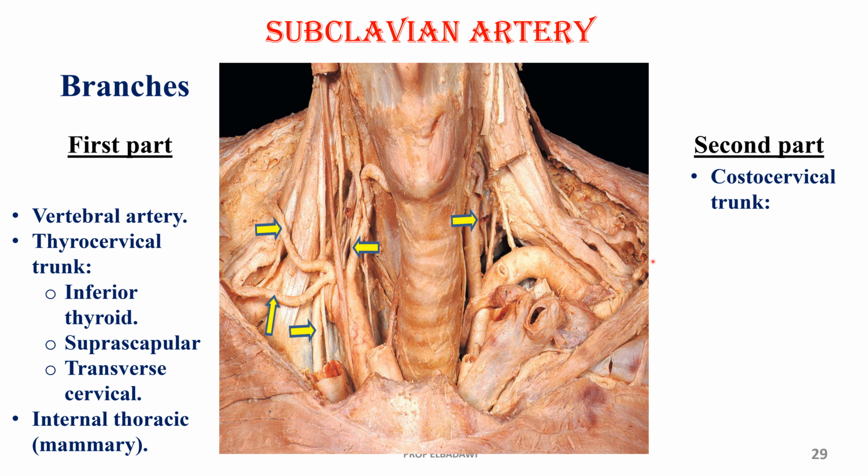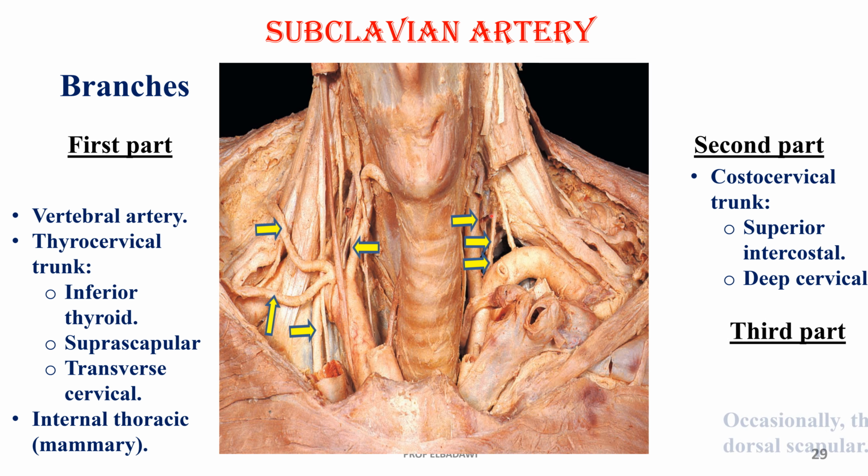From the second part will be the costocervical trunk, this very tiny branch here, which will divide into the superior intercostal, which goes directly to the thorax, and the deep cervical, which goes up in the neck. The third part occasionally gives what we call the dorsal scapular artery. These are the branches of the subclavian artery.